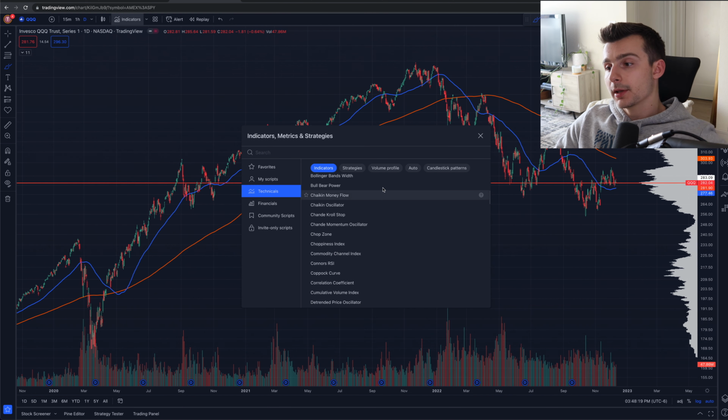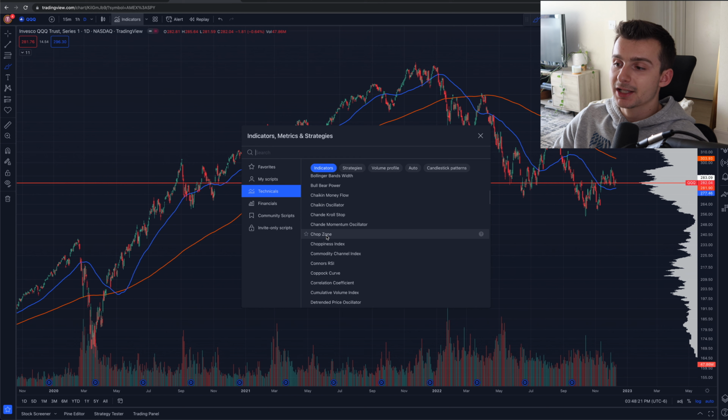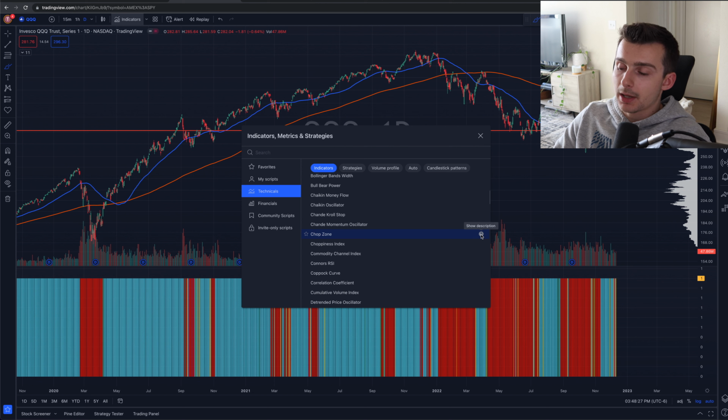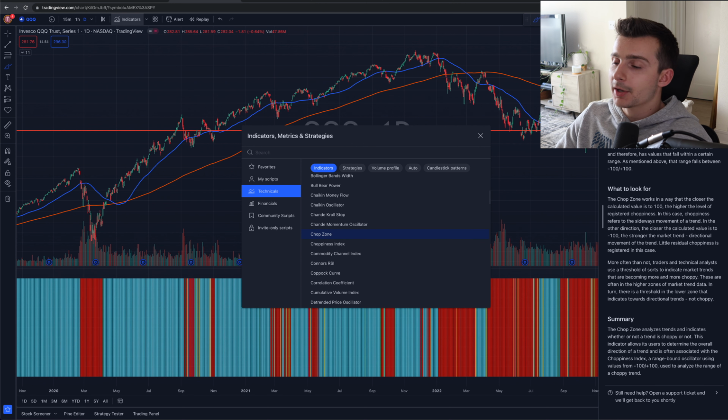Indicator number 2 on our list, go back to indicators on TradingView. It's going to be this chop zone indicator. Now, first off, I want to make sure that you guys are aware of all of these indicators. If you click on the little question symbol right here, it gives you a much more detailed description if you want to learn more about how it's calculated and all the history of all that stuff. We're going to give you a good overview of what you need to know.